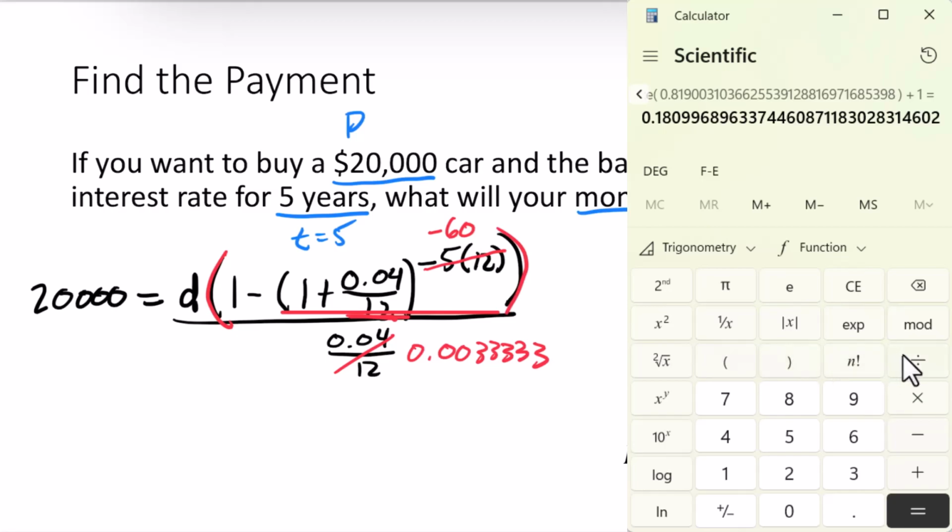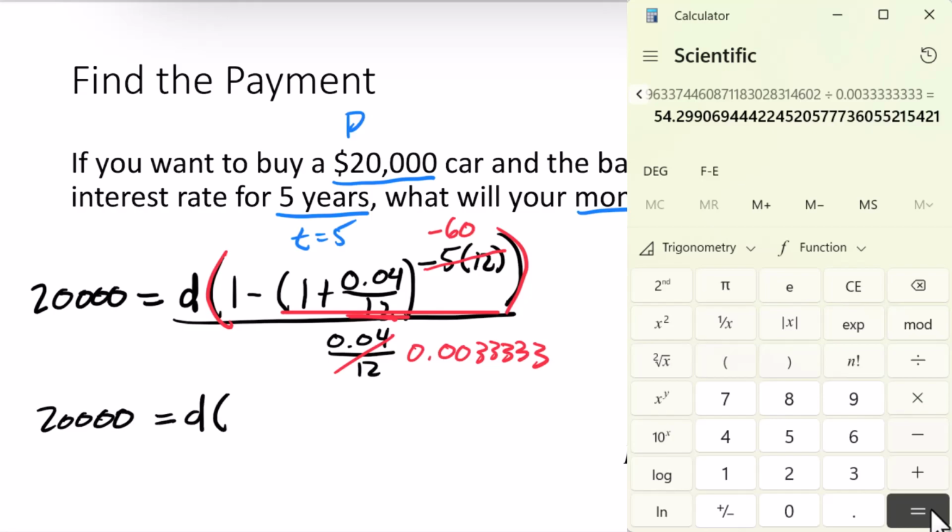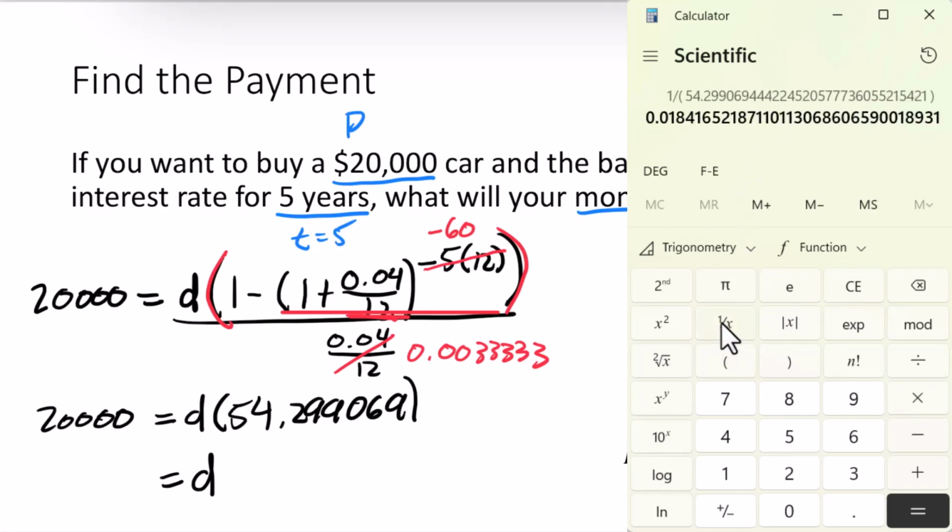So I'm going to take that number and divide by 0.00333333. And if I knew what D was, I could multiply by D as well. But in this case, I'm trying to find D. So I'll have 20,000 equals D times 54.299069. And again, make sure you keep at least 6 decimal places. And then to figure out what D is, we're going to do 20,000 divided by this number. So you could type that out, or you can take the number that's already in your calculator and do the reciprocal of it, and then multiply by 20,000.